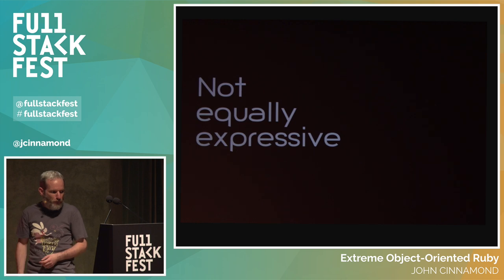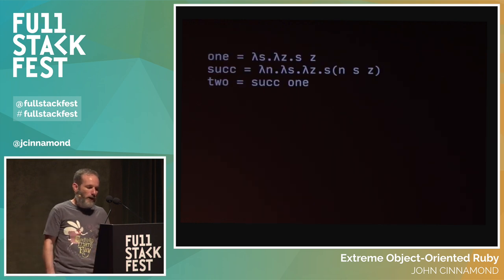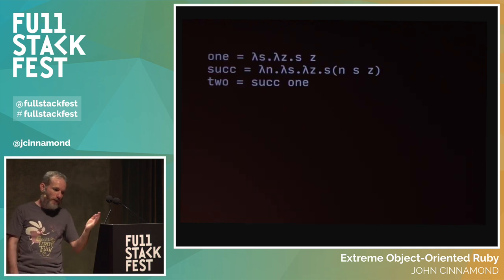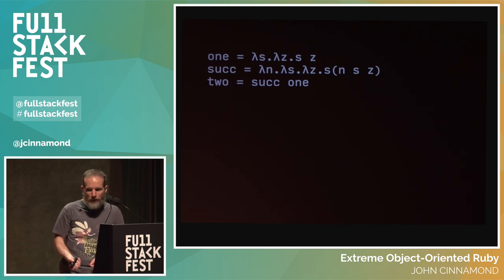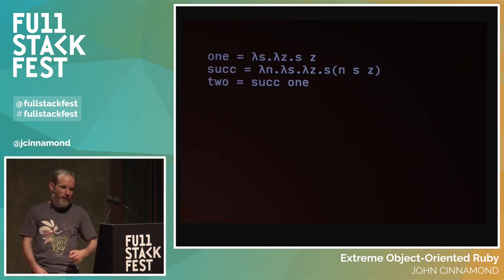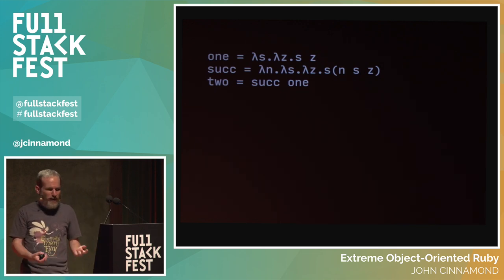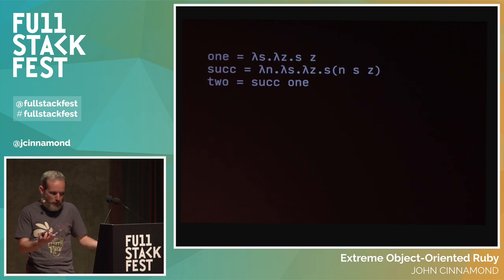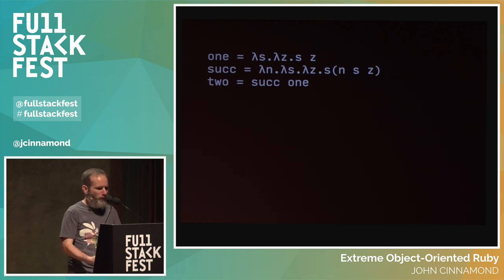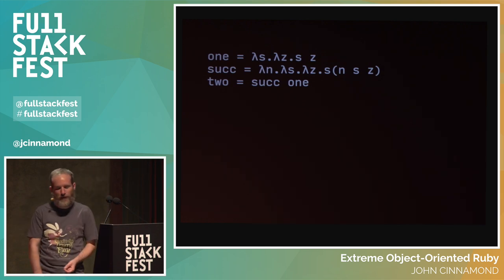A quick side-by-side example. We have the value 1 in lambda calculus. It's defined as lambda s dot lambda z dot sz. If we want to get the value 2, we use a successor function, which is lambda n dot lambda s dot lambda z dot s of nsz. Okay? Now, I know this works, and I've tried this several times, but it's horrible. I would hate to work with something like this every day.